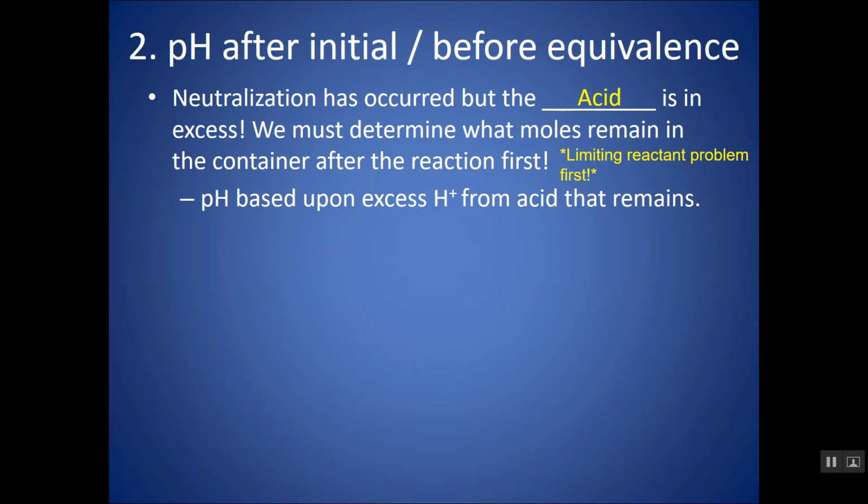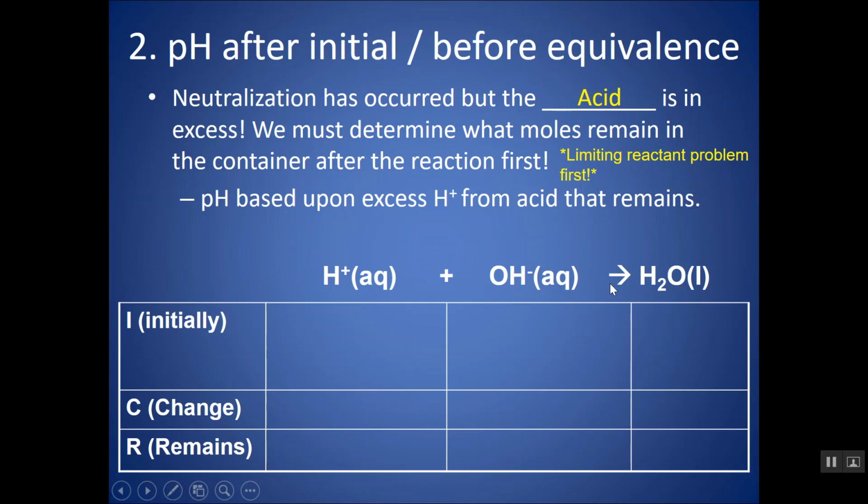It's a limiting reactant problem. The pH is going to be based upon the excess H+ that remains, not the H+ that gets used up, but the one that remains, based off of your neutralization. If you're more comfortable writing a molecular equation, HCl plus NaOH goes to H2O plus NaCl, that's fine, but I'm going to look at it as a net ionic.